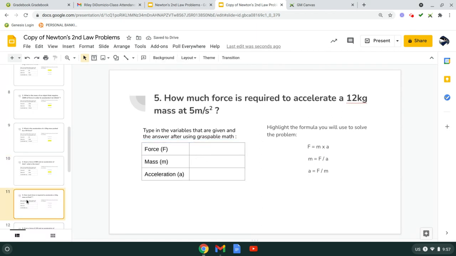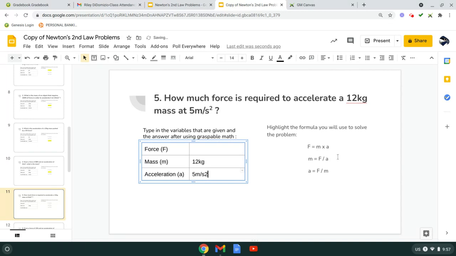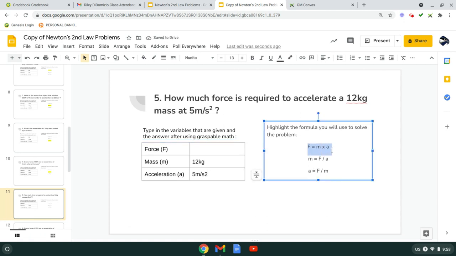And the last example: how much force is required to accelerate 12 kilograms? That's the mass because it says kilograms, at 5 meters per second squared. So 5 meters per second squared is my acceleration. I'm looking for force in this problem, so I'm going to highlight my force equation.